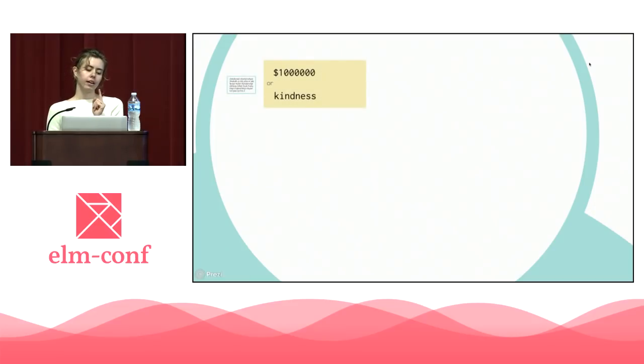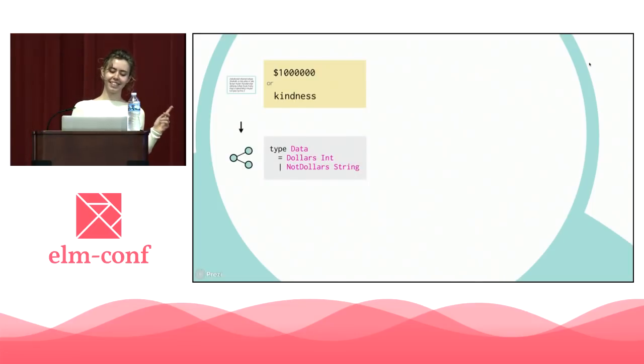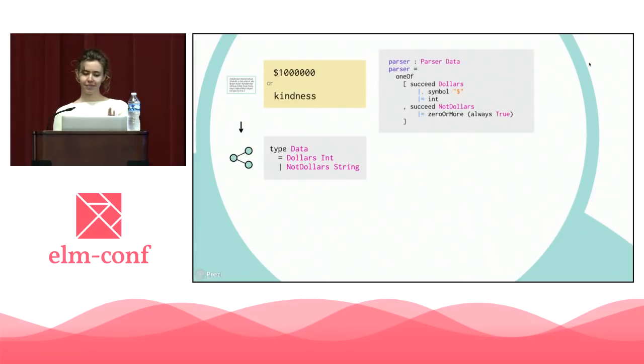We have some strings, and they can be either dollars or something else, it doesn't matter. And we want to turn it into a data structure that is dollars or not dollars, the two building blocks of the universe. And we can have a parser that looks a little bit like this. This is pretty straightforward. You ask if there's a dollar sign, then we want to take the number afterwards and put it in our data structure, dollars. And if not, then we'll just take whatever it is, it doesn't even matter, and put it in the not dollars.